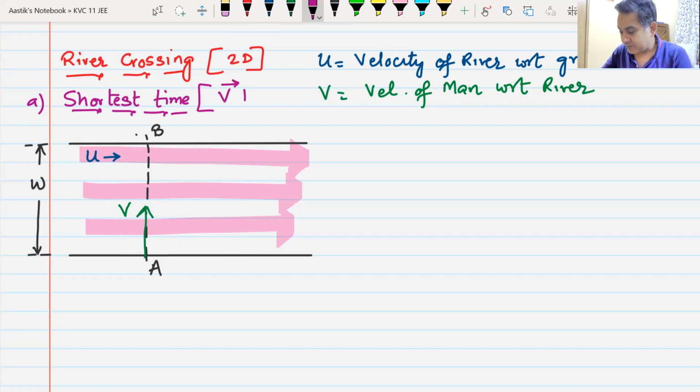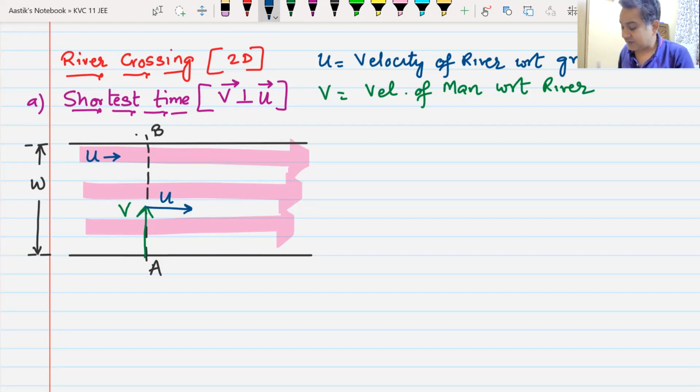The velocity of man with respect to river should be perpendicular to the velocity of the river. If he swims in that way, he will cross the river in the shortest possible time. The next question that is going to come: will he reach the opposite end by swimming? No, he swims like this, but the river is flowing like this.